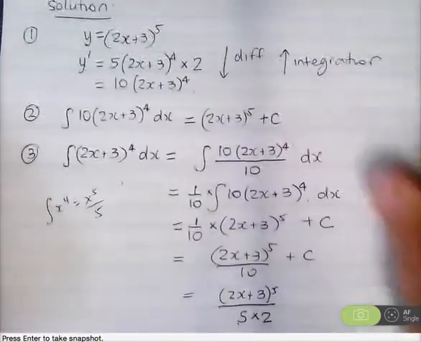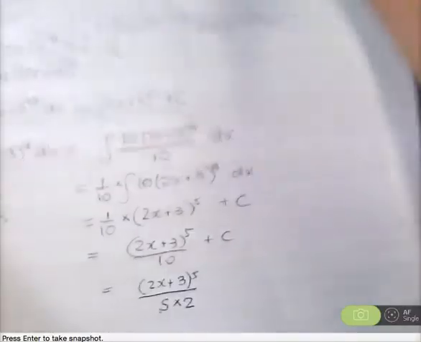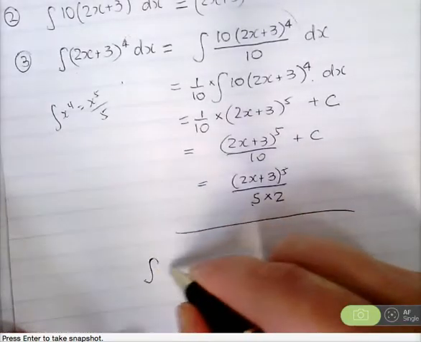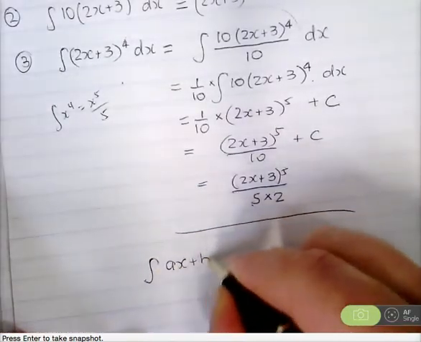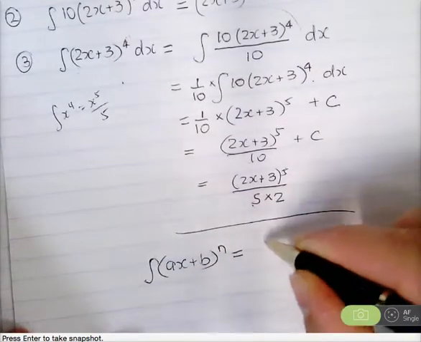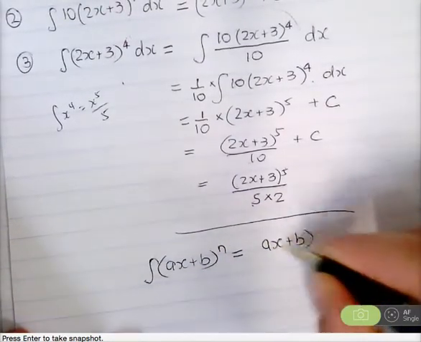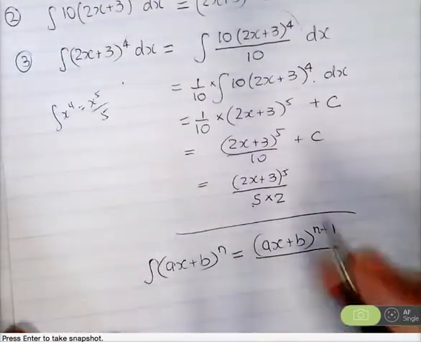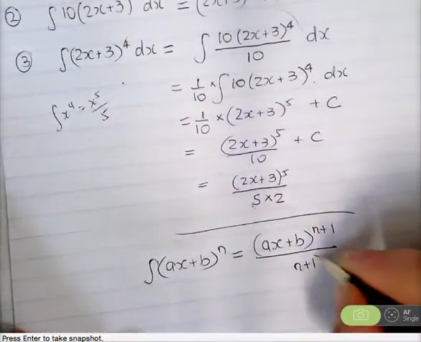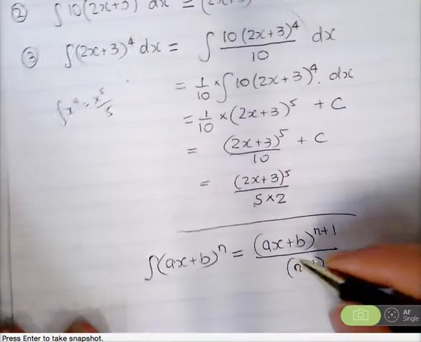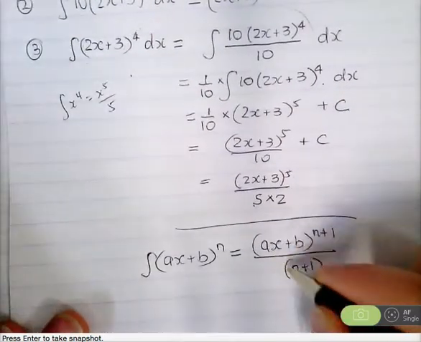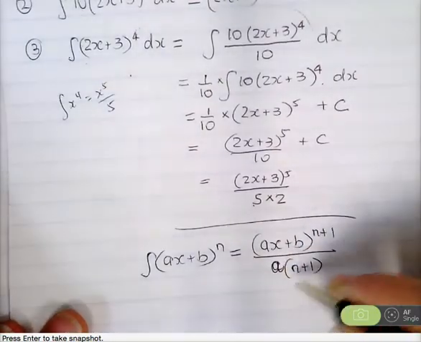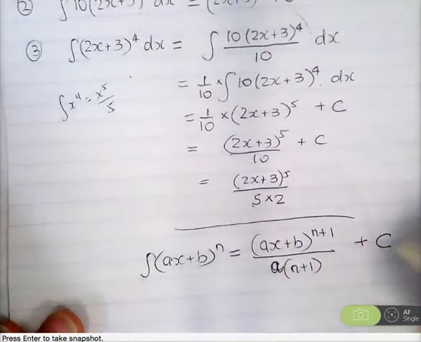So therefore, the general rule is, and you only need to learn the general rule: the integral of (ax + b)^n, you will do just what you normally do, which is to raise it by 1. So if it's n, it's now n + 1 over n + 1. However, on the denominator, you multiply by the coefficient of the x term, which is a. So it's a times (n + 1), and of course we put plus c.